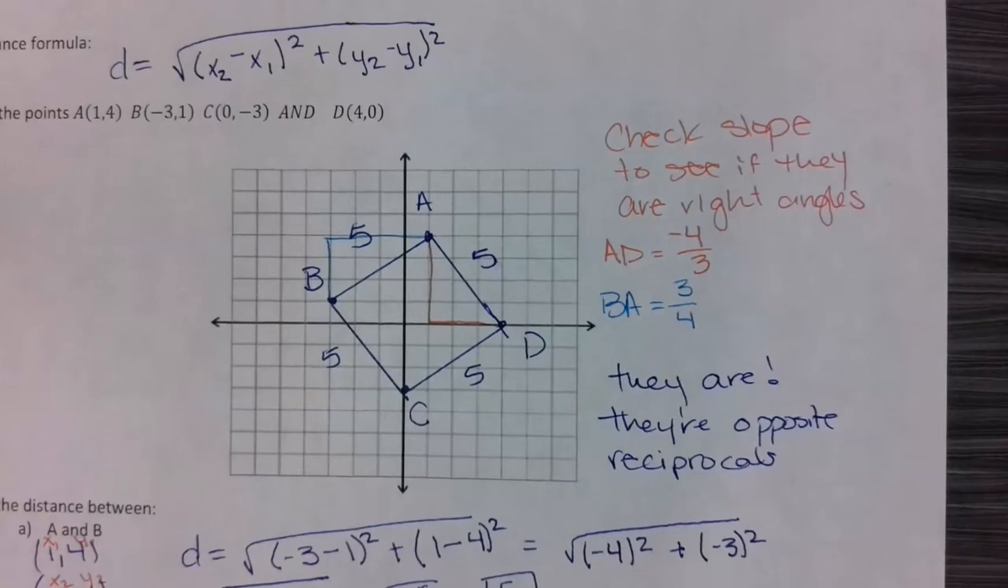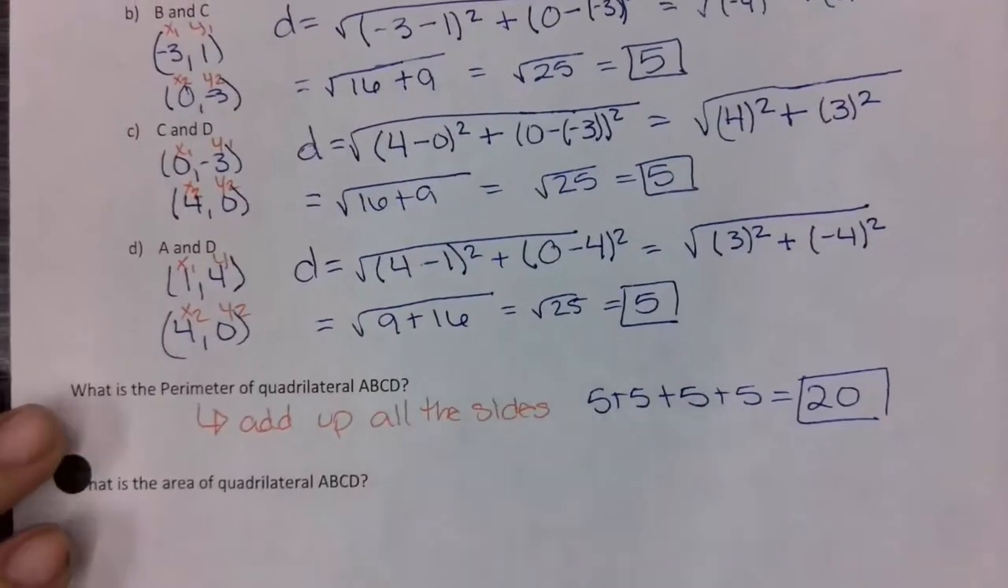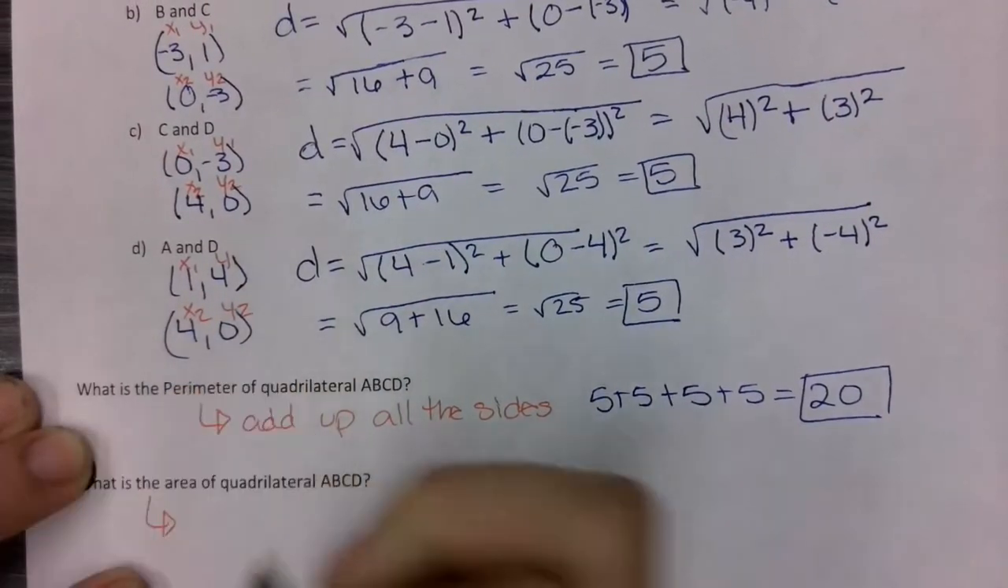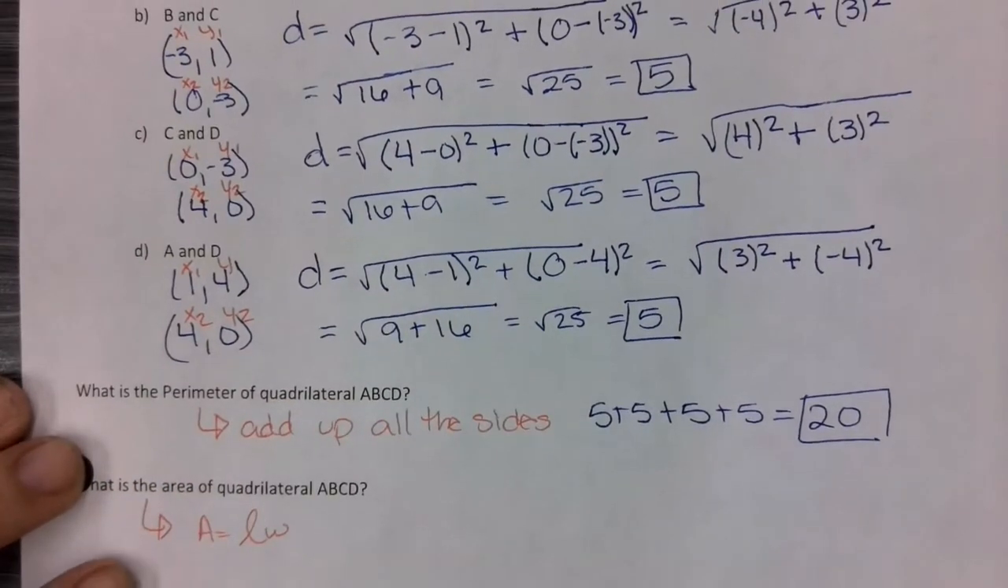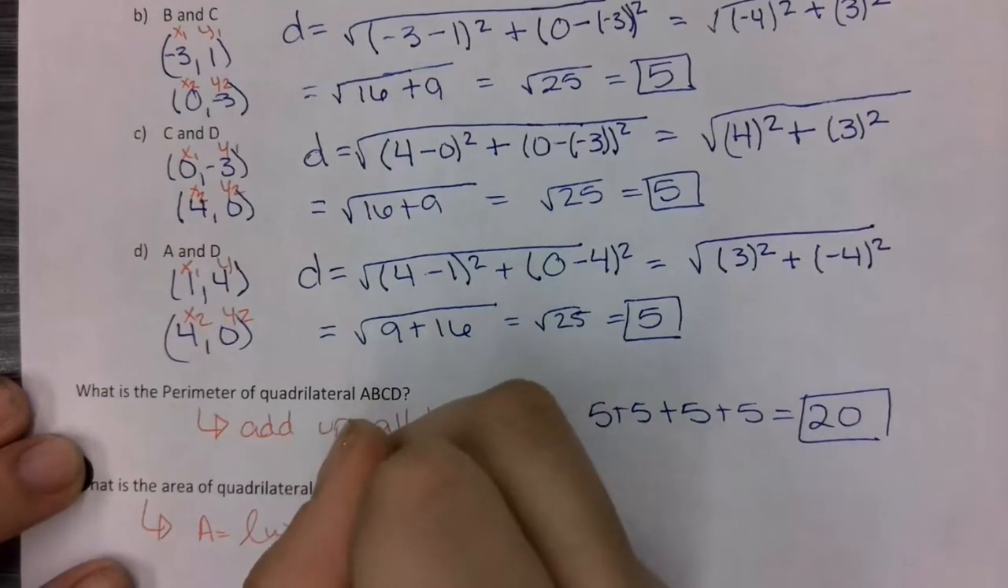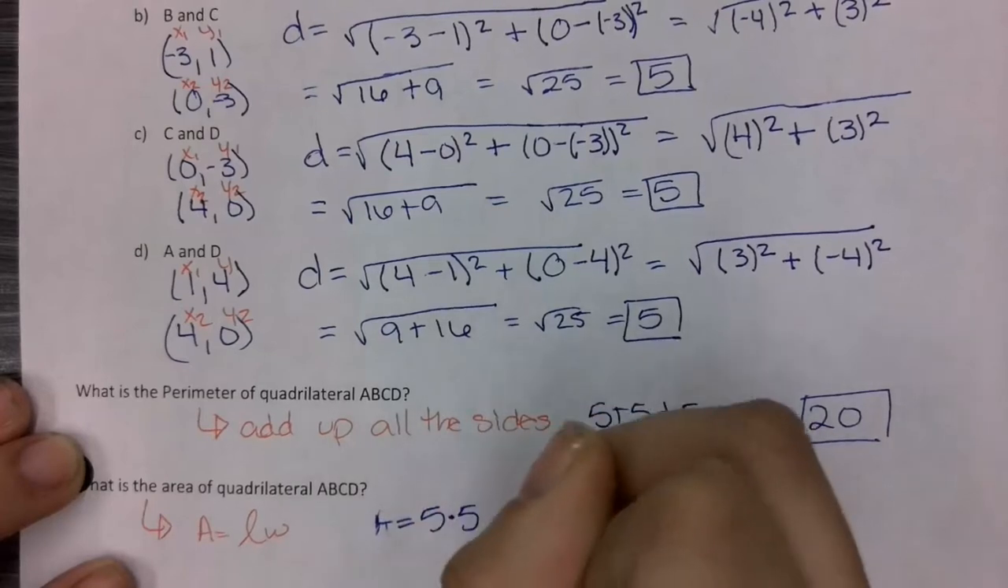Okay, so since I know it's a square, because it's got right angles, I can multiply. Okay, so for squares, my area formula, and rectangles in general, is length times width. So 5 times 5, which is 25.